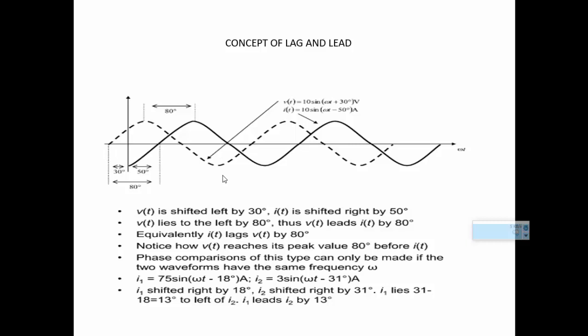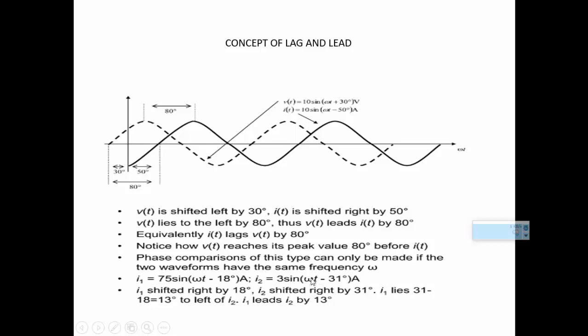Notice how Vt reaches the peak value before the other. Phase comparison of this type can only be made if two waveforms have the same frequency. Guys, remember, if these are all running at a particular frequency, let's say 50 Hz or 10 Hz, then this is a valid assumption. So phase comparison can only be made if two waveforms have the same frequency.